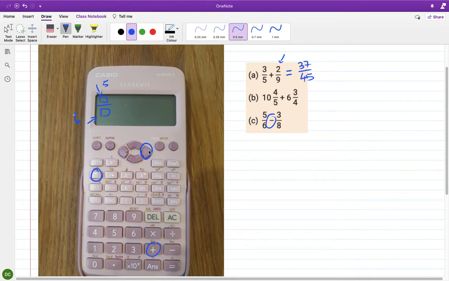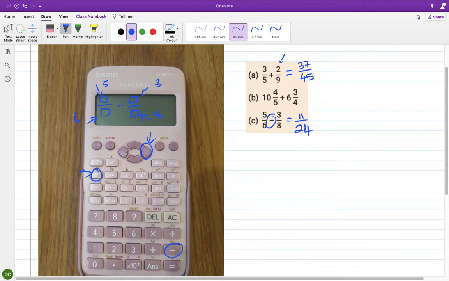So use your right hand arrow to bring you out of the fraction before you hit your minus, because that's what the question is. Then you go back and you go fraction again. And this time we're putting in a 3 on the top and an 8 on the bottom. Okay, so fraction 5/6 minus fraction 3/8. Press equals, and this time I'm getting 11/24.